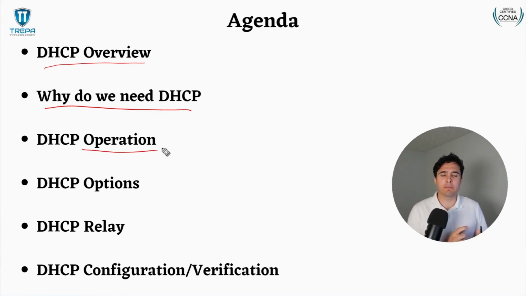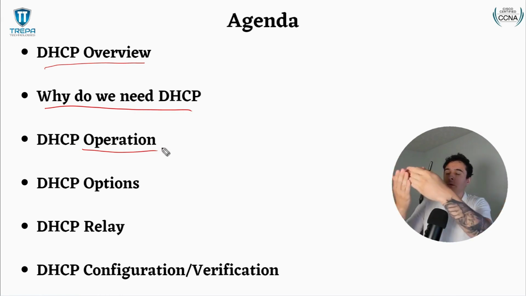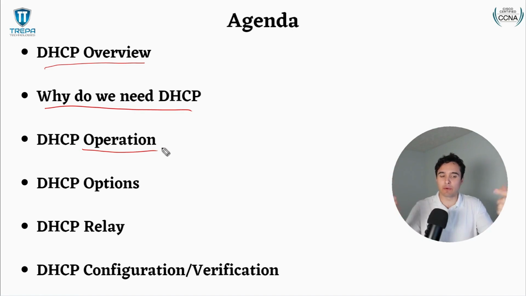And then we're going to go over the operation. So essentially the behind the scenes of how DHCP works. What is the DORA request, or really the acronym DORA? How does my client dynamically get an IP address and other information from the DHCP service? We're going to go over that operation.